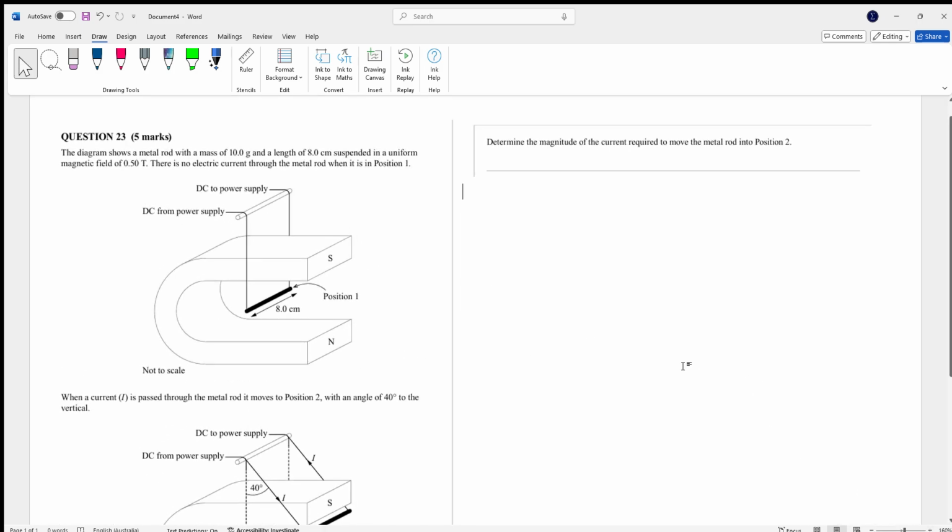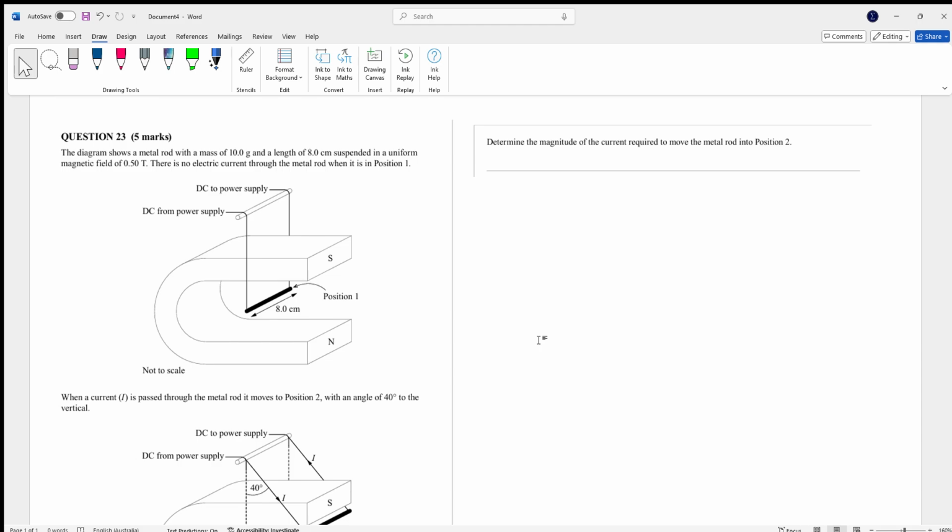So let's understand what's going on here. The diagram shows a metal rod with a mass of 10 grams and a length of 8 centimeters, suspended in a uniform magnetic field of 0.5 Tesla. There is no electric current through the metal rod when it's in position 1. And we are given a diagram here and we can see the magnetic field.